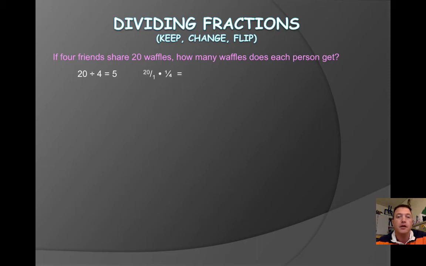Now, if we take a look at that from a keep, change, flip standard, even though these are both whole numbers, we would take 20 and put it over 1. Division becomes multiplication, and my 4, which would be over 1, gets flipped upside down, which would be 20 times 1/4. And if you remember, we could simplify this right here before we multiply, which would give us 20 divided by 4 would be 5. This would be 1. As we go across here, that's going to give us 5. Or if you didn't simplify, this would be 20/4. 20 divided by 4, again, will be 5.